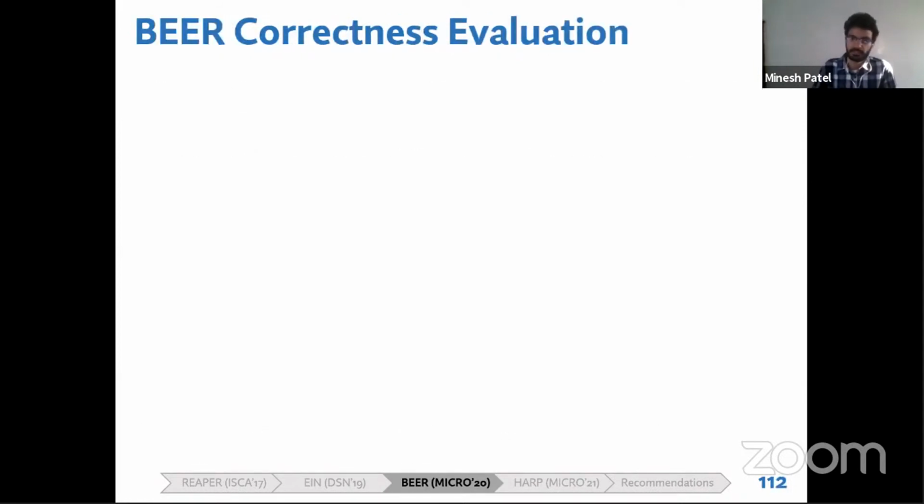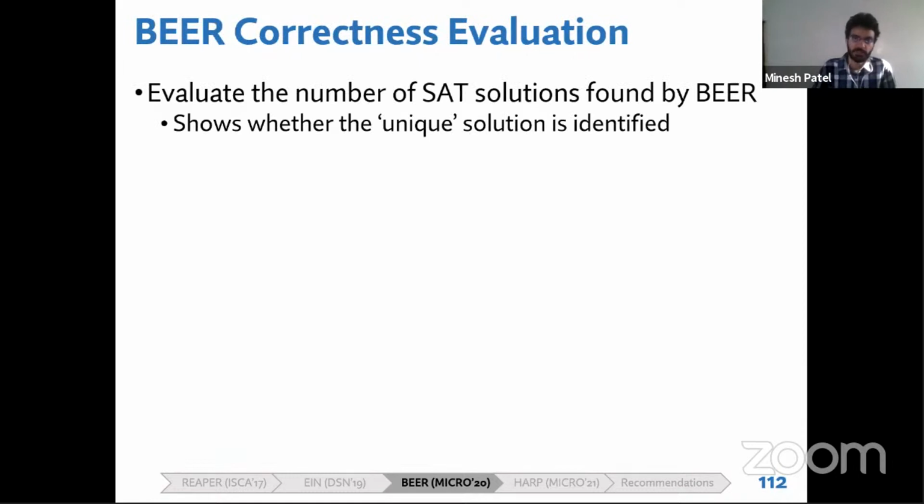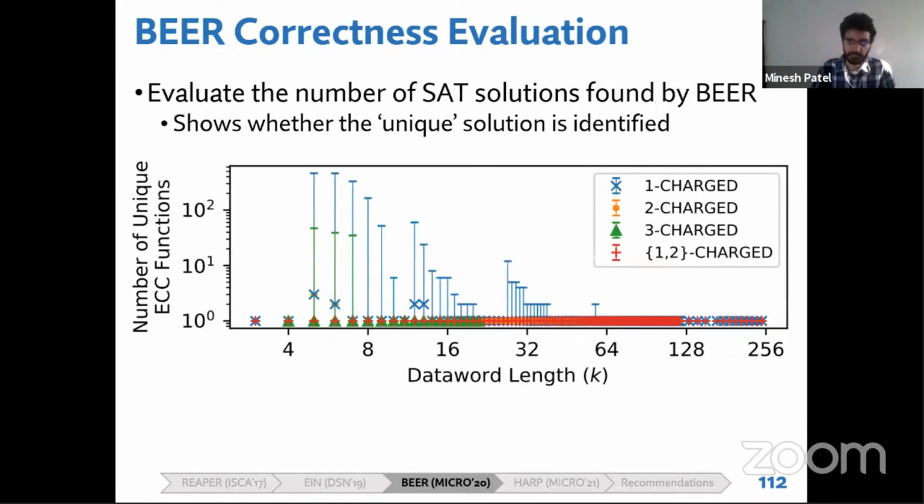Now let's take a look at our correctness evaluation. Here we evaluate the number of unique SAT solutions that BEER finds, and this shows whether the unique ground truth solution is identified. This figure's x-axis shows the ECC code data word length, and the y-axis shows the number of unique ECC functions that the SAT solver identified. Each data point here shows the minimum, median, and maximum values observed across all simulated ECC codes.